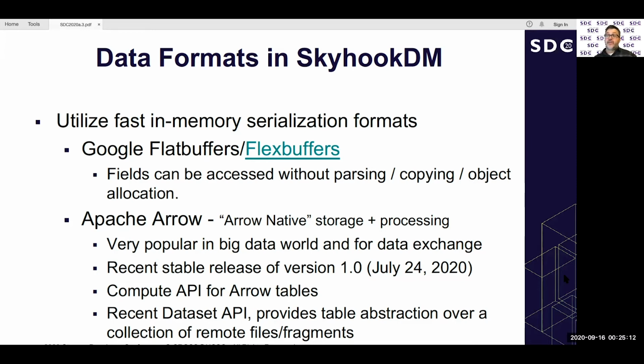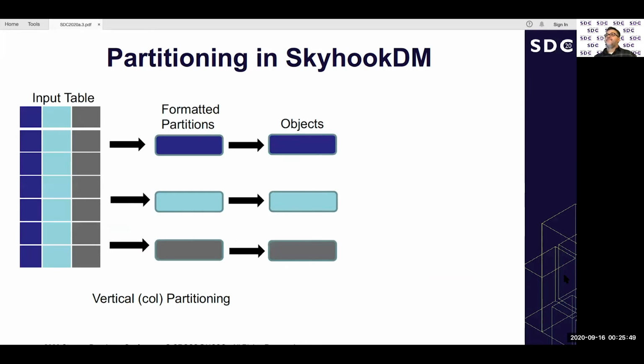There's also now a compute API for Arrow tables. The compute API allows you to do things like select and project and other user-defined functions. And very recently, there's a dataset API. This provides a table abstraction over a collection of remote files, or you can think of this as file fragments or fragments of tables that are stored in different formats. This is something that we're working towards ourselves, and it gives you an abstraction of a table at a high level over many pieces, partitions of a table effectively. And these are called fragments in this terminology. So that's a bit about format.